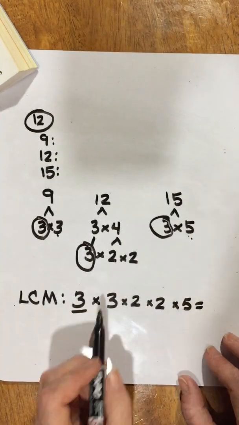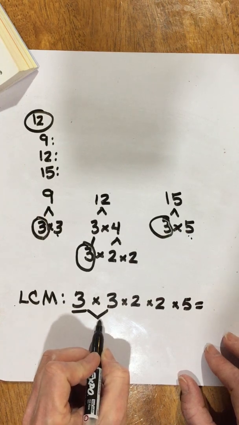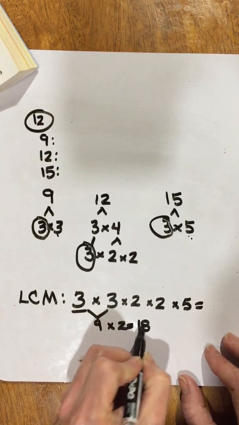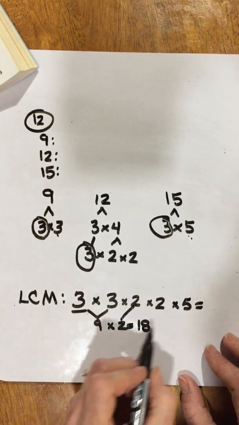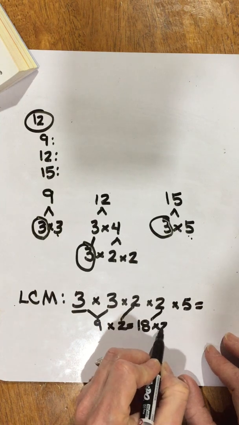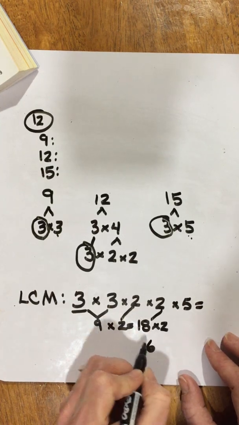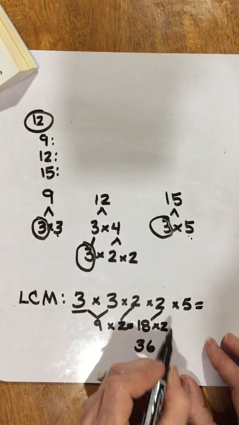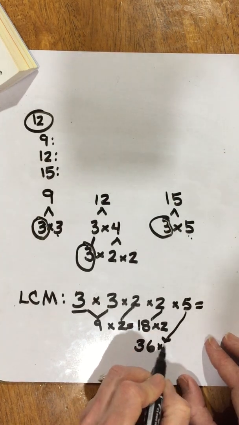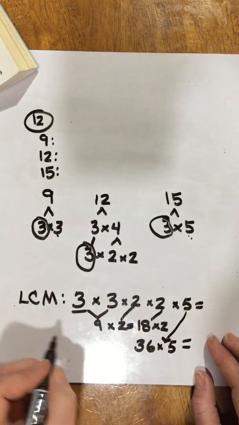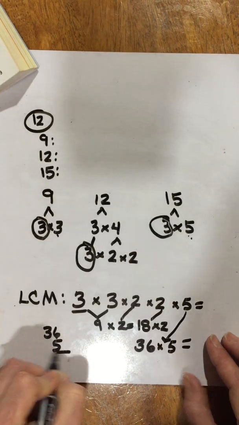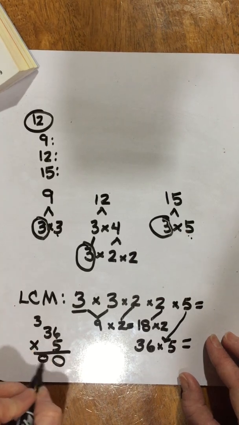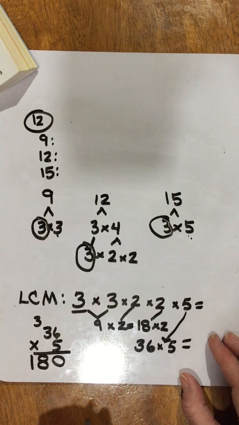So here we go. 3 times 3 is 9. 9 times 2 equals 18. So I did that. And then I have 18 times 2. That's trickier. 36. And then I finally have to do times 5. 36 times 5. Oh boy. I have to do the long multiplication. That would be 30, 15, 60, 18, 180 is what that equals.